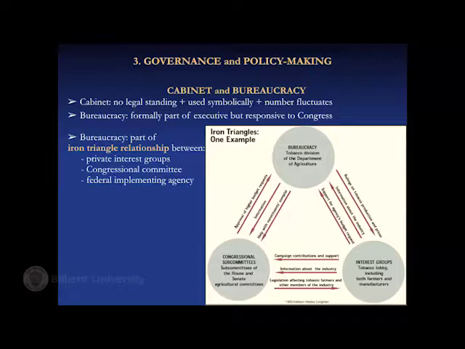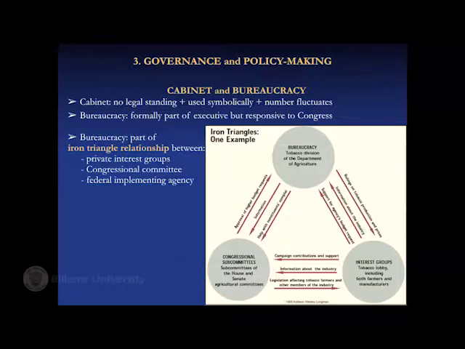The US system, in terms of interest intermediation, is known for what's called an iron triangle relationship. And this is a relationship among the congressional committees, federal implementing agencies, i.e. bureaucracy, as well as private interest groups. So we have one example here. We've got the bureaucracy, the tobacco division of the Department of Agriculture. So the Department of Agriculture is representing the bureaucracy. Congressional subcommittees of the House and the Senate, the agricultural committees, and interest groups, tobacco lobbies, including both farmers as well as manufacturers.